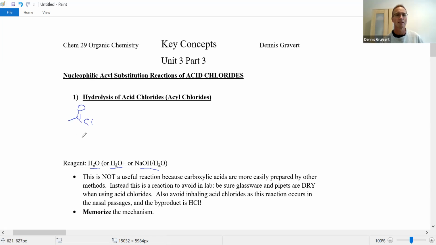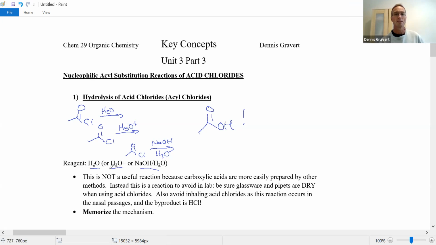Acid chloride. And I'll squeeze it in here. I want to see them all on the same page. Acid chloride. And you can react with just water. You can react with hydronium. You can react with basic water. Water at pH above pH 7. So just neutral water, acid catalyzed, base catalyzed, and you get carboxylic acids out of all those.